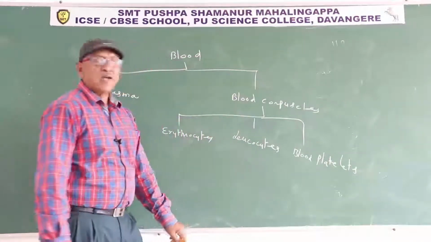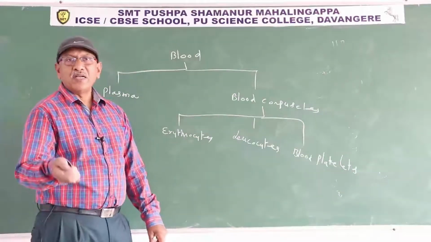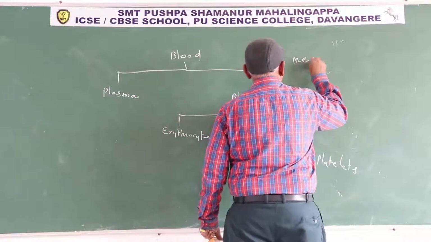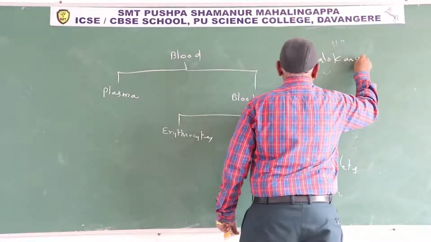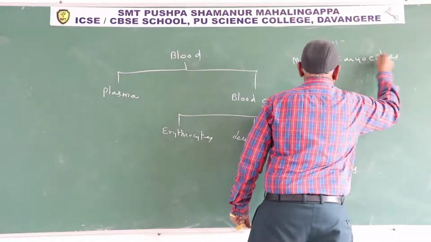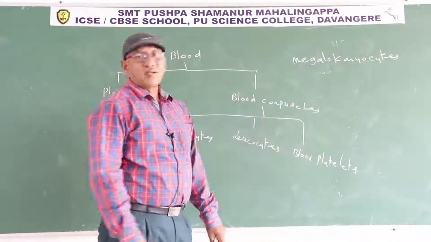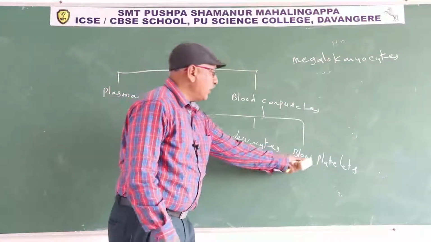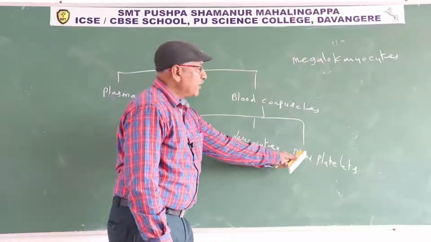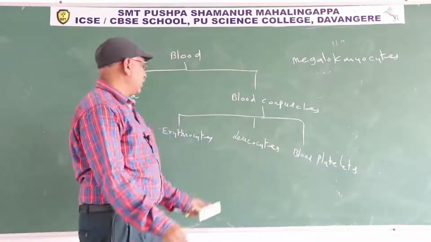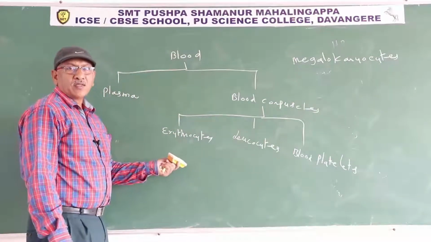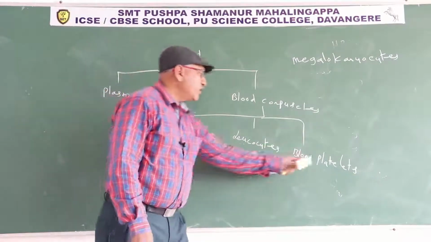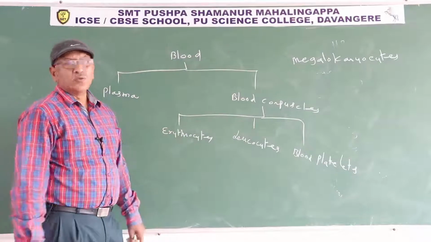Truly, blood platelets are not cells. They are fragments or bits of megakaryocytes. Megakaryocytes are cells present in the bone marrow. It divides into several bits. Each bit is known as a blood platelet. So, blood platelets are enucleated, without nucleus. In human beings, erythrocytes are also without nucleus. In human beings, both erythrocytes and blood platelets are without nucleus.